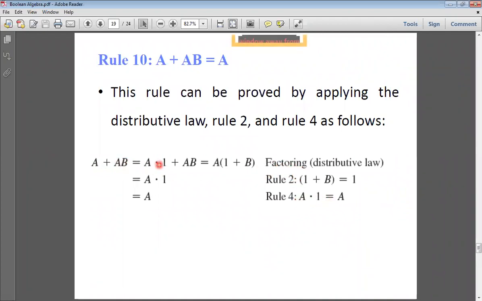Maybe rule 4. A dot 1 is the same as A. This A can be written like this, A dot 1, and AB comes as it is. So that is equal to A dot 1 plus AB. You can take A common, A into 1 plus B. This is the distributive law.